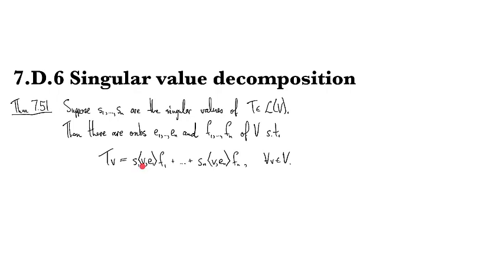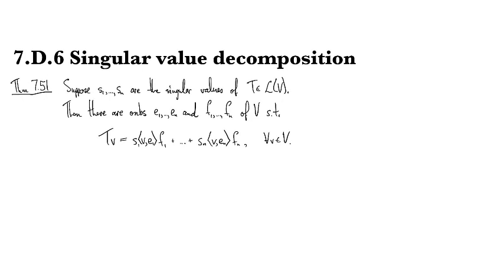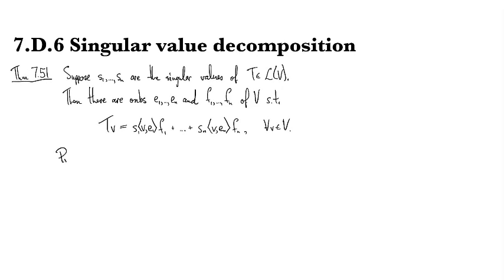But you can see that first we are projecting v to the e basis to take its e coordinates, and then we scale by the s's, and then we attach this to the new orthonormal basis on the outside. All right, so first let's look at the proof.